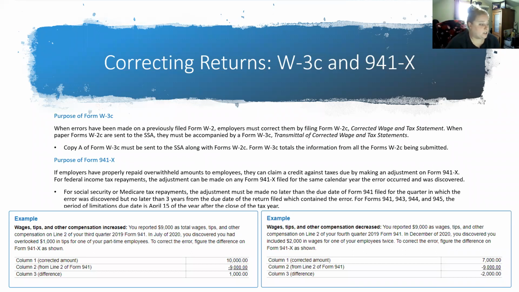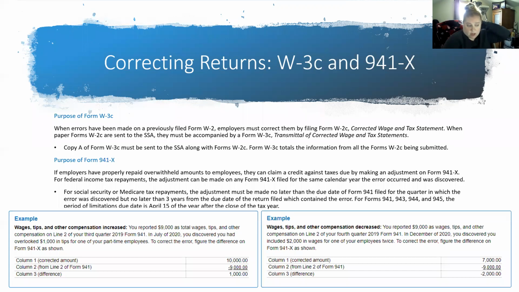All right, wages, tips, and other compensation are increased. So say you reported $9,000 as total wages, tips, and compensation on line 2 of your third quarter Form 941 for 2019. In July of 2020, you discovered you had overlooked $1,000 in tips from one of your part-time employees. To correct the error, you're going to figure the difference from what you reported versus what you should have reported. So the difference is $1,000.